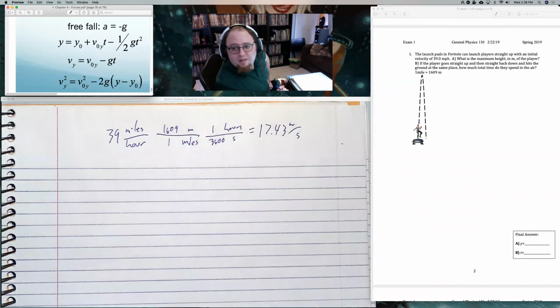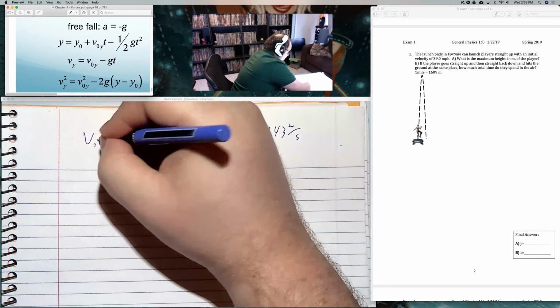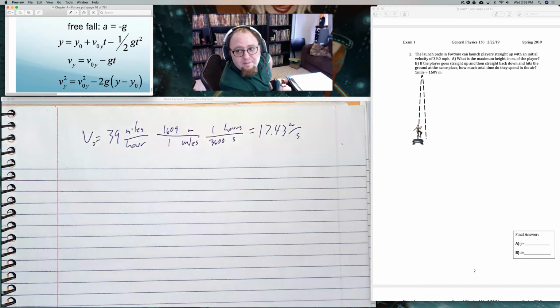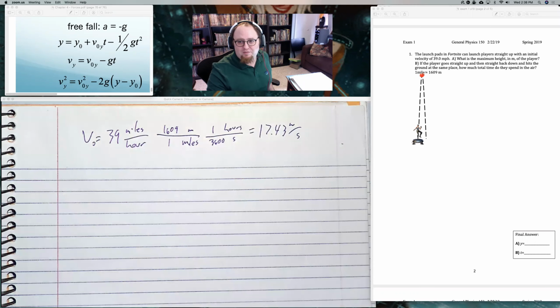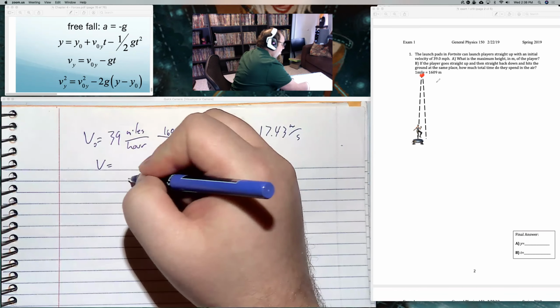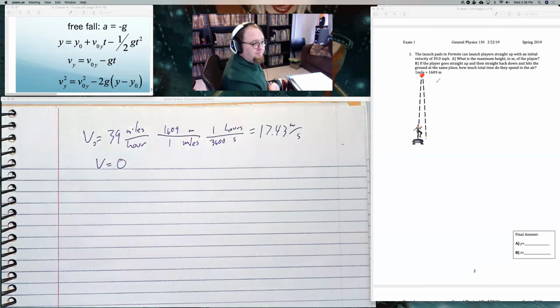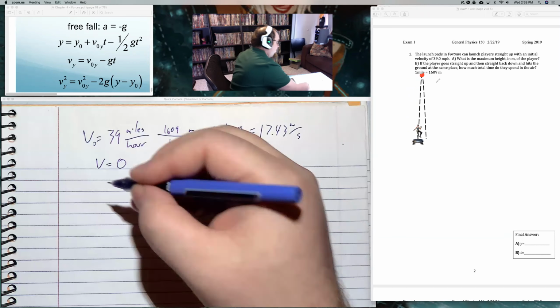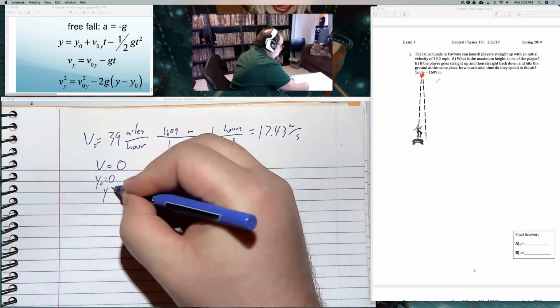Okay, so it says the launch pad in Fortnite can launch players straight up with an initial velocity of that. So this is V naught. What is the maximum height of the player? If I were to find the maximum height, what that means is I am looking for this spot right here. And what I know is at the maximum height, that's what I'm in between going up and going down. At that point, my velocity is 0. And I'm going to assume I started on the ground, and my question is, how high is that?